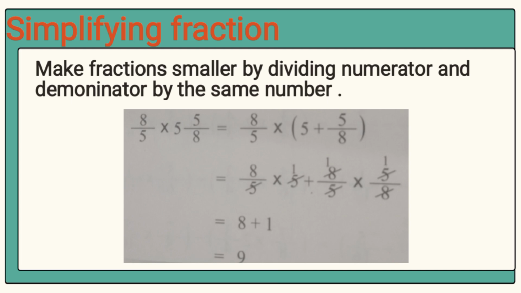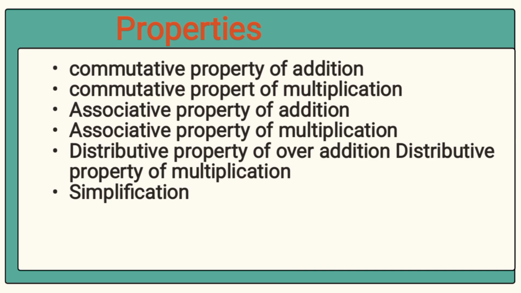Then 8 plus 1 equals 9. Now properties. These are the properties: commutative property of addition, commutative property of multiplication, associative property of addition, associative property of multiplication, distributive property over addition, distributive property of multiplication, and simplification. These are the properties. If you want another lecture on it, then tell me in my comment box. I will go for the next video and make a deep lecture on these properties.